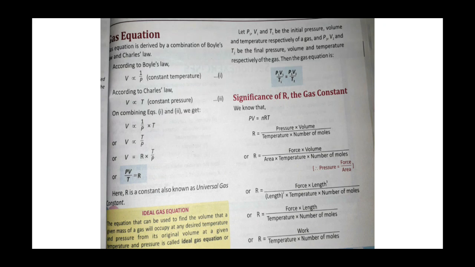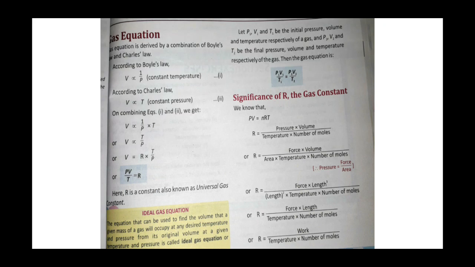Let P1, V1 and T1 be the initial pressure, volume and temperature respectively of a gas, and P2, V2 and T2 be the final pressure, volume and temperature respectively of the gas. Then the equation will be P1V1/T1 = P2V2/T2.